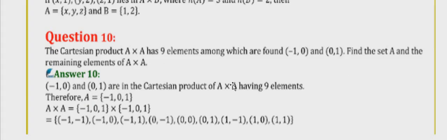And similarly, question number 10: the Cartesian product A cross A has 9 elements, and (-1, 0) and (0, 1) are 2 of them. There should be 9 elements, and these 2 elements are given. You have to find the other 7. Find set A and the remaining 7 elements of A cross A. Now this question I am leaving to you. Think over it, and if there is any problem you can ask me anytime. Right? Thank you.